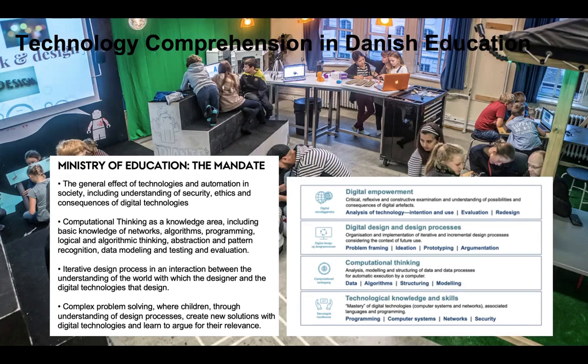So these values, we argue, can be traced in the four competence areas in the curricula, which you see to the right, which some of us took part in formulating: computational empowerment, digital design and design processes, computational thinking and technological knowledge and skills, and also in the focus of the Danish Ministry of Education on the left that mandated the national initiative. So the case provides an opportunity to study what happens when outcomes of a PD project are transformed to national policy and are adopted by people who did not take part in the PD activities.